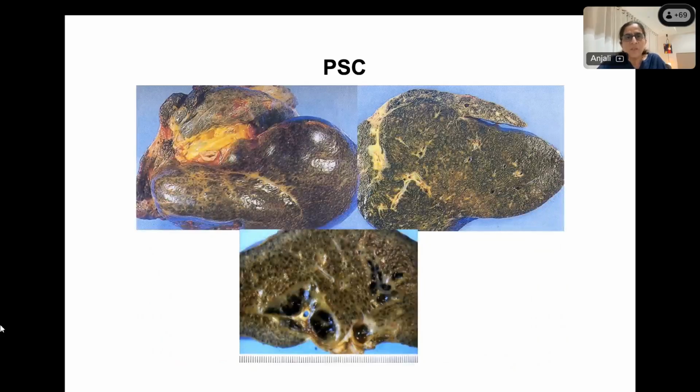So this was an explanted liver which I have come across, showing an expanded right lobe and an atrophied left lobe. On the right-hand side, the upper corner is the atrophied left lobe. And the cut surface, which is the lower picture, shows dilatation of the biliary tree, irregular dilatation of the biliary tree. So this was a case of primary sclerosing cholangitis, the explant.